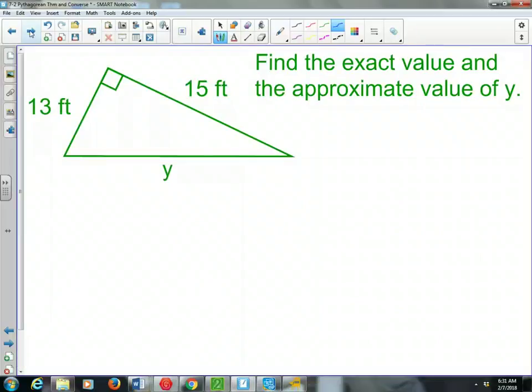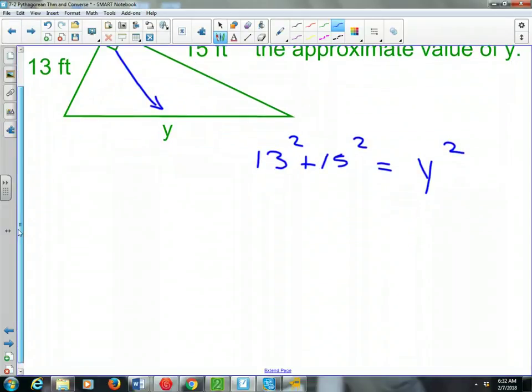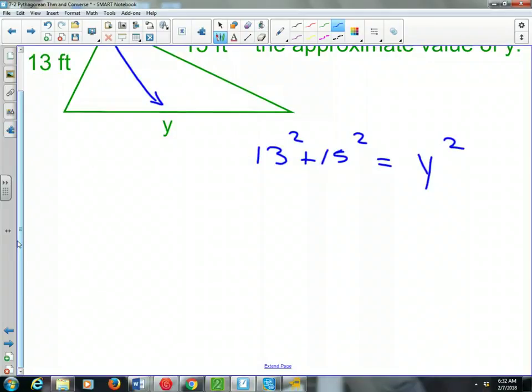So it's again a right triangle, and if I know two lengths of a right triangle, I could always find the third by using the Pythagorean theorem. So opposite of the 90-degree angle is my hypotenuse, and I know that goes on the right side of the equation all by itself. So y squared is on the right. That must mean that 13 squared plus 15 squared goes on the left side. A squared plus b squared, those are the two legs, 13 and 15. Y is the hypotenuse. Let's solve for y.